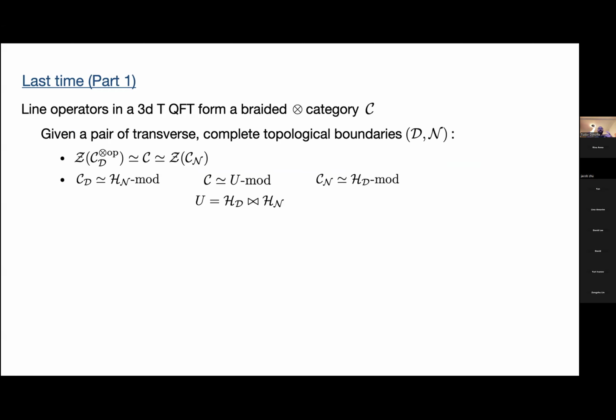So I'm saying you can construct these. You can wrap these things in a circle, and you get two line operators, red and blue, that are algebras inside C. The fiber functor I've been using all along on bulk line operators is Hom out of the tensor product of these things. And so what is U? It's the endomorphism algebra of the tensor product of these two lines. Okay, that is one way to think about it.